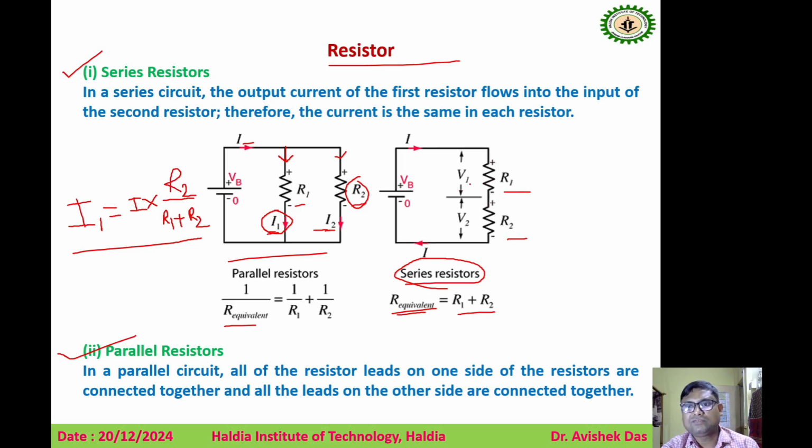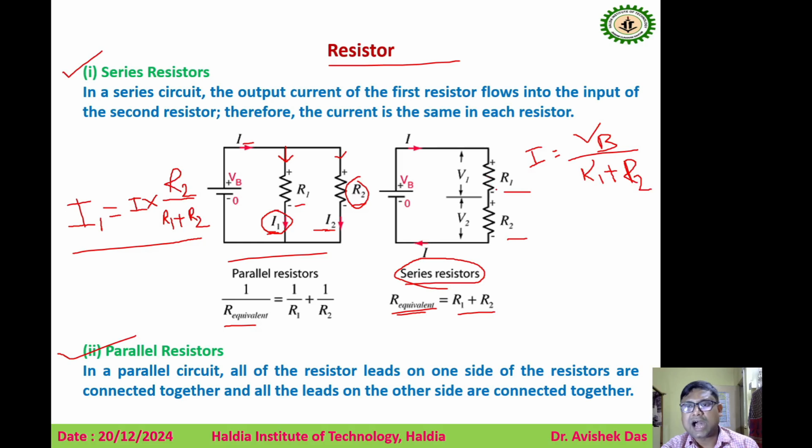So what is the value of V1? To determine V1, first you have to find out the current flowing through this circuit. I is equal to what? You know the voltage drop. The voltage is VB divided by the total resistance. The total resistance is R1 plus R2, the total resistance in this circuit. We can determine I.